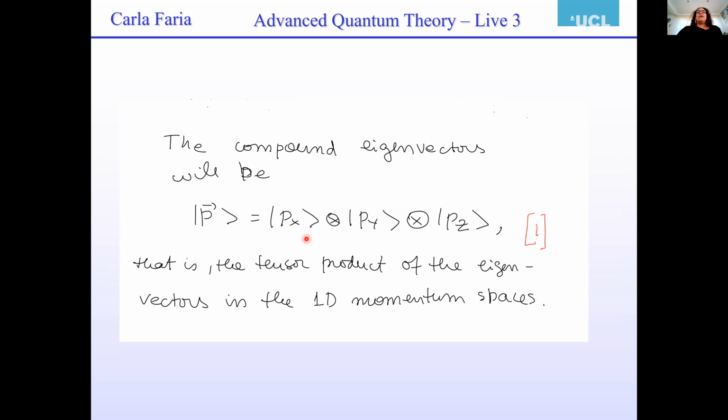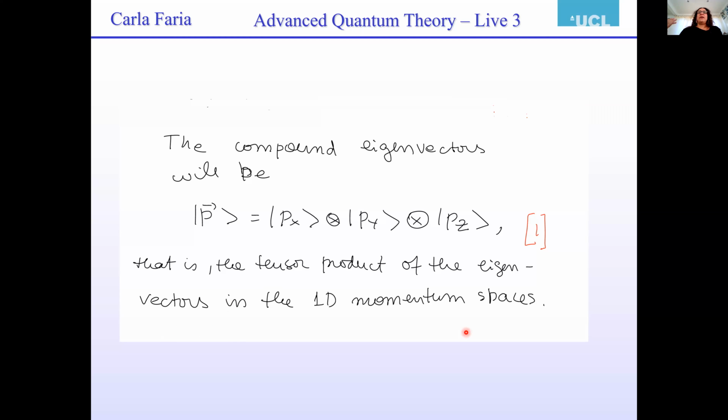Eigenvectors: same thing that you would do before. Get the basis, get the tensor product of the bases. You had bases px, py, and pz. Then you can construct your compound eigenvector p.